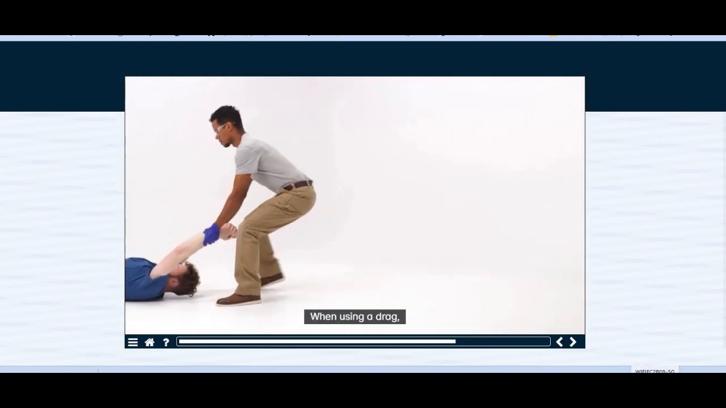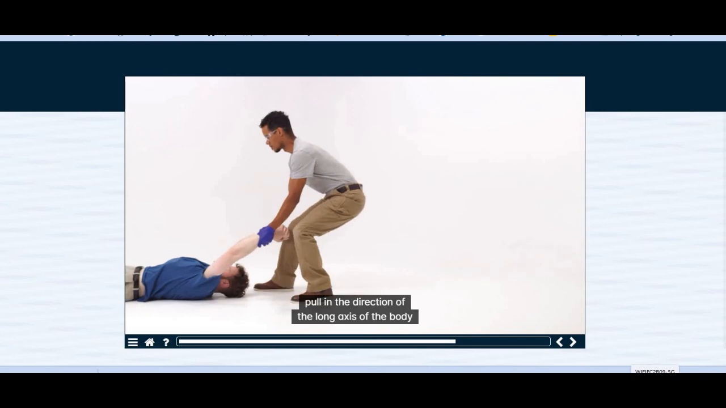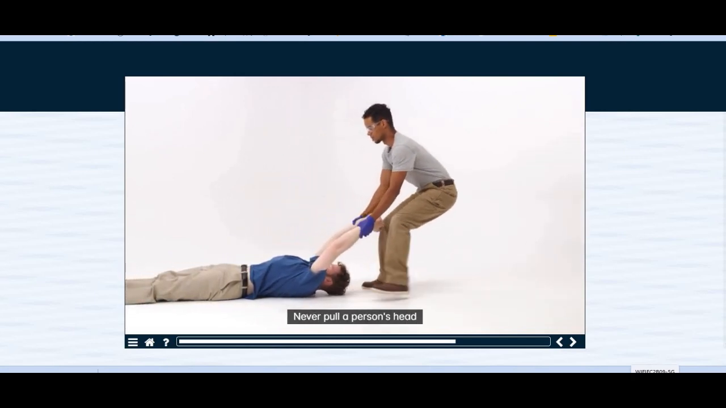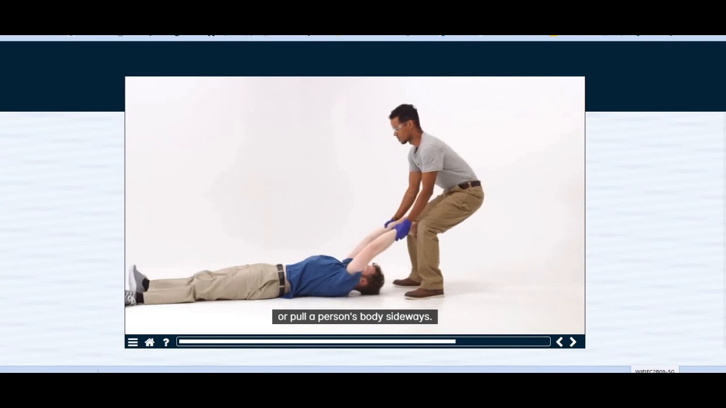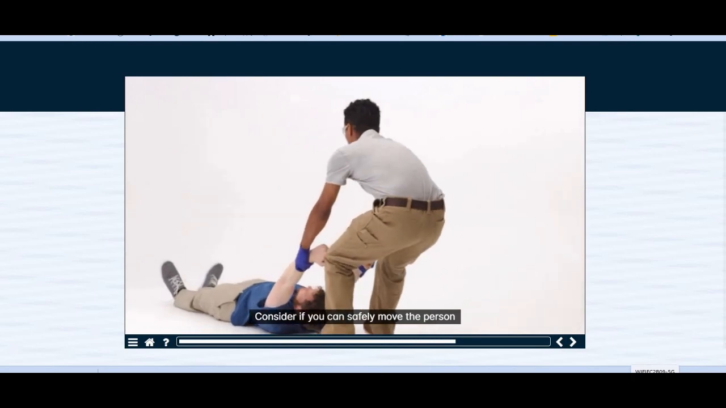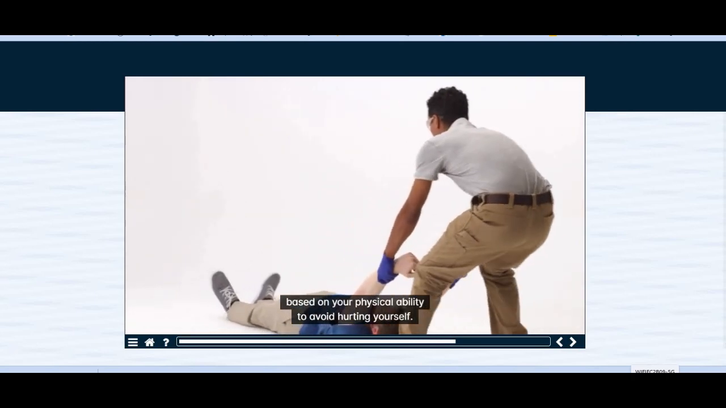When using a drag, pull in the direction of the long axis of the body to keep the spine in line. Never pull a person's head or pull a person's body sideways. Use your legs, not your back, and keep the person's weight as close to your body as possible. Avoid twisting. Consider if you can safely move the person based on your physical ability to avoid hurting yourself.